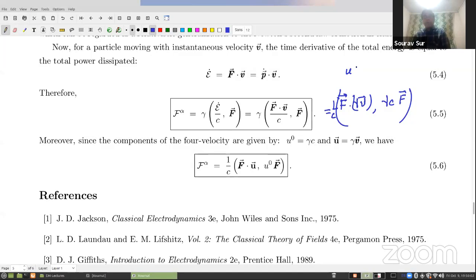Now, you have U alpha as gamma C and gamma V. So this is the U vector. U0 is gamma C and the U vector is gamma V. So this is nothing but F dot U, and this is U0 F. This relation would be crucial when we formulate Maxwell's equations in covariant form shortly.